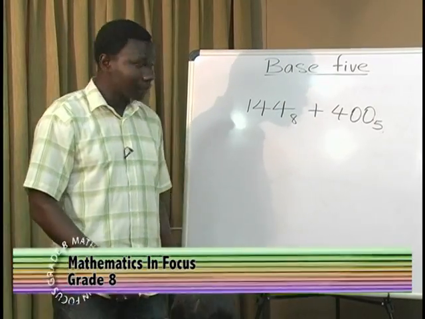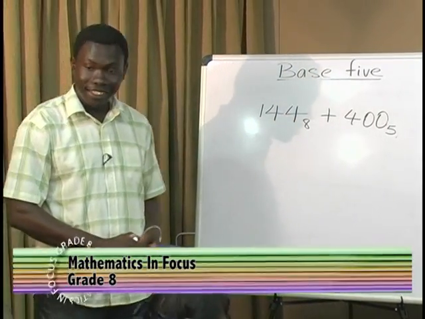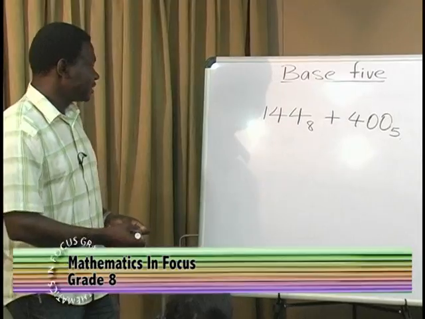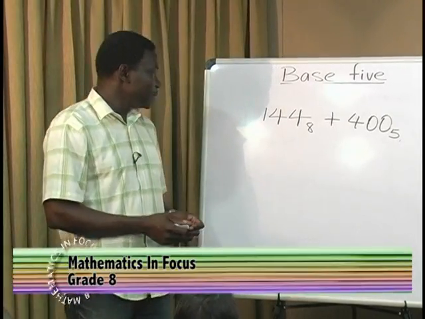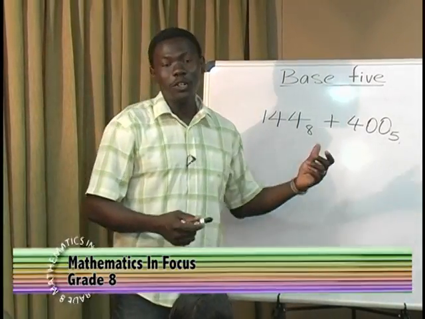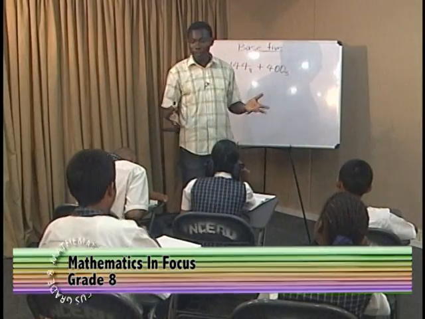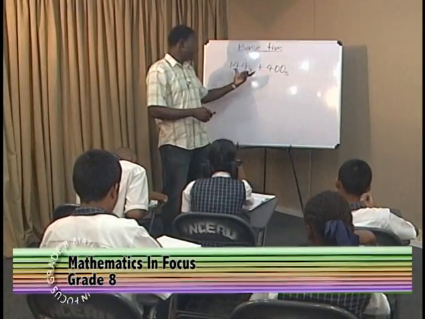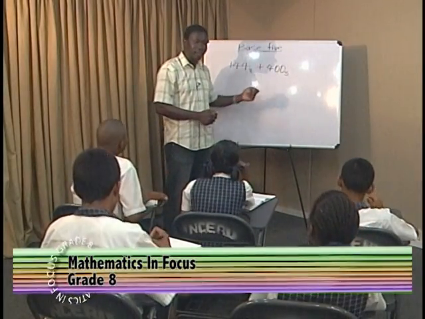Sir, it's plus. Yes, we've added. Okay. Good. Any suggestion? How do we go about with such a problem? Anybody with a suggestion? Because observe there are two different bases and we cannot add them just like that.